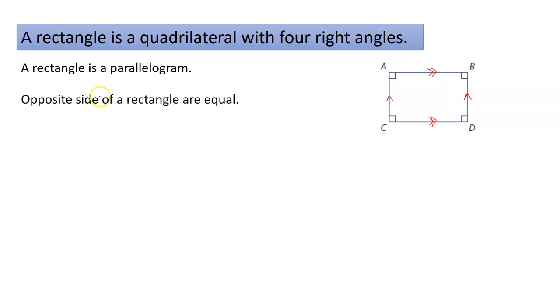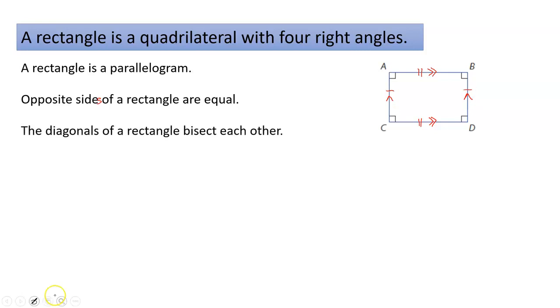Opposite sides of a rectangle are equal. So I can put these lines in. Add those to your diagram too. The diagonals of a rectangle bisect each other. Hopefully you've got a ruler so you can draw your diagonals nice and straight, like mine.